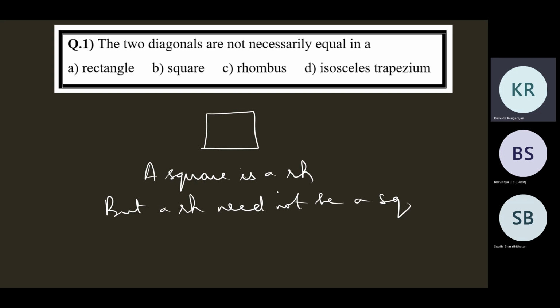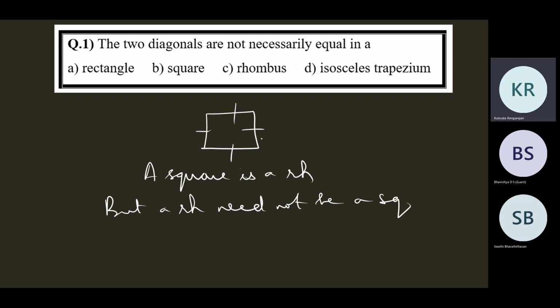A square is a rhombus because what is a rhombus? A quadrilateral in which all the sides are equal. And in a square, all sides are equal. So a square satisfies the definition of a rhombus. When is a quadrilateral called a rhombus? A quadrilateral is a rhombus if all the sides are equal.